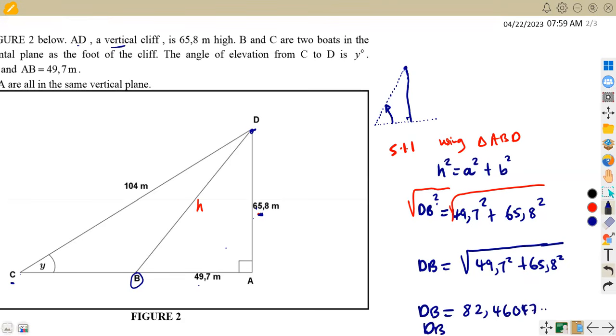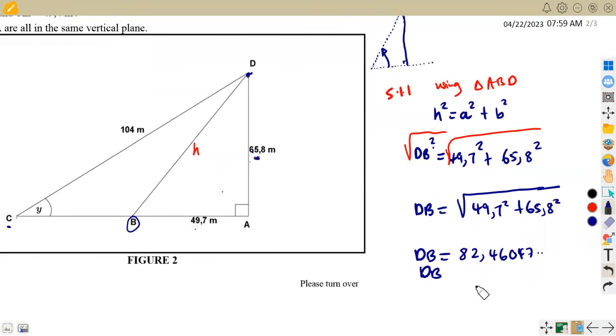So if we are to round off to 3 decimal places as per the given instruction, we are going to have 82, that's 1, 2, 3. So this is going to be 460. The 4 cannot change this 0, so it's going to be a 0 like that.